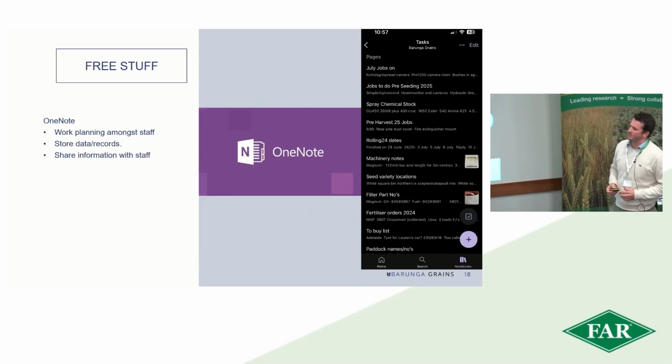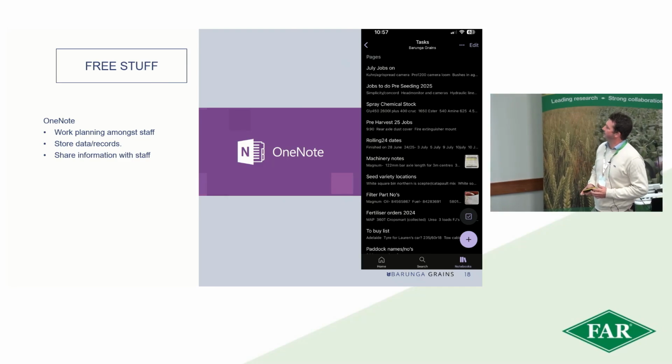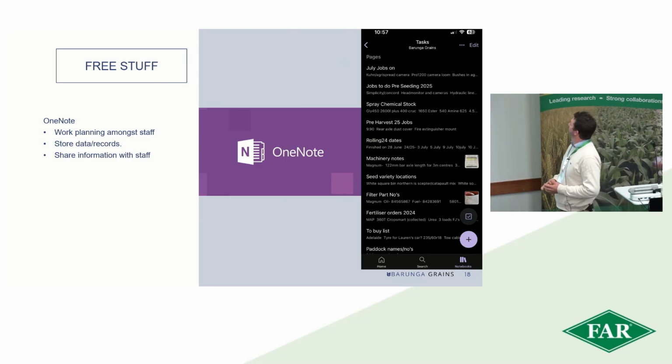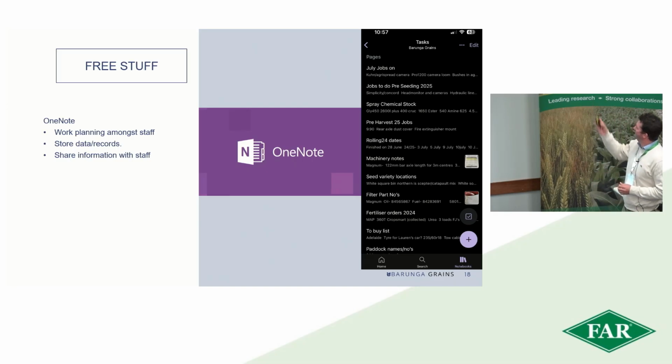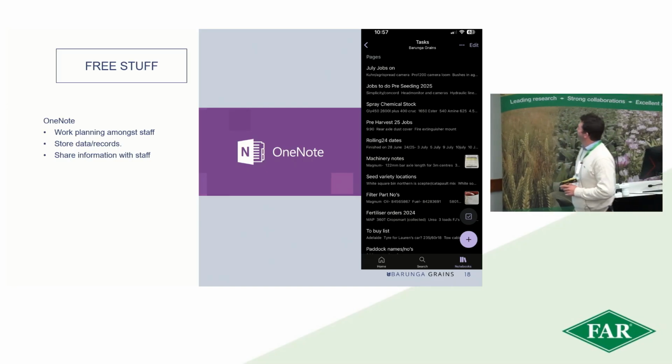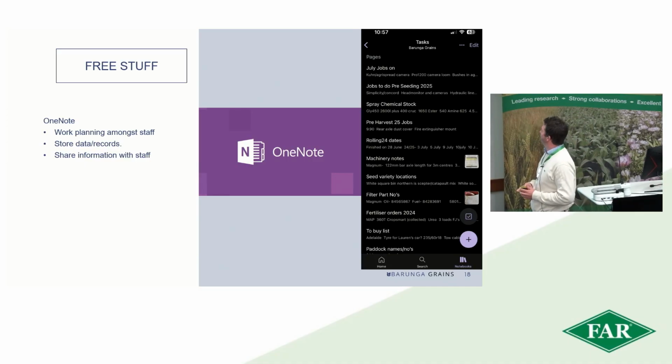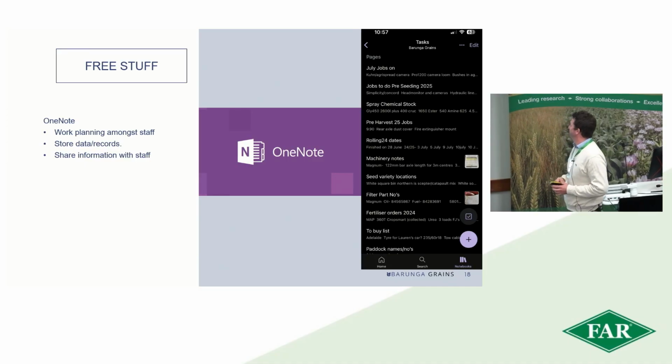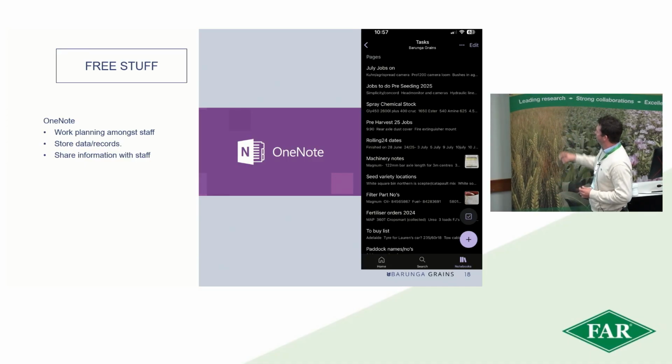OneNote, just good for sharing documents with staff. This is an example, a screenshot from a while ago, but like July jobs on, so things that we wanted to do, a list for pre-seeding. I've got my spray chemical stocktake on there, stuff that I've got to do before harvest. Just a few different things on there that are just super easy.